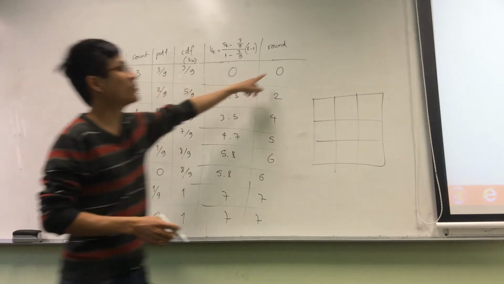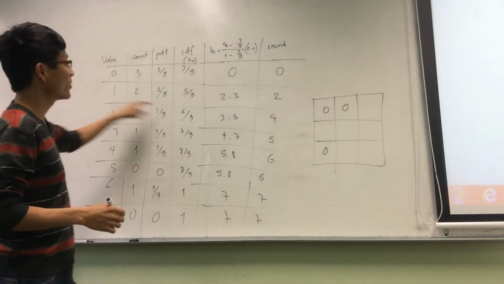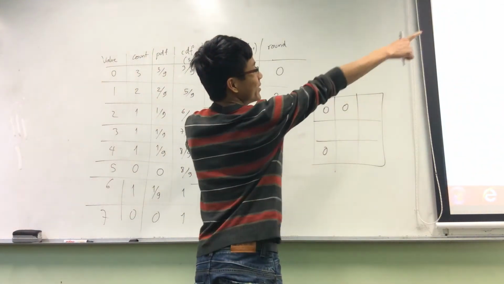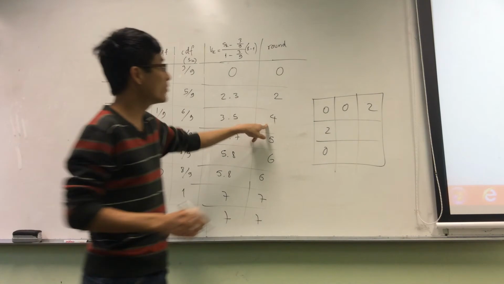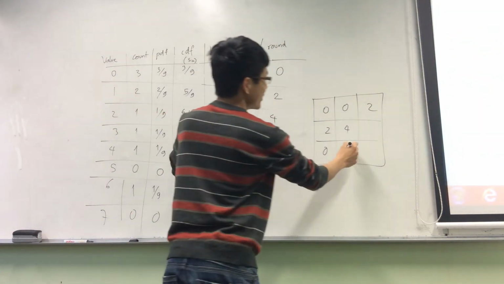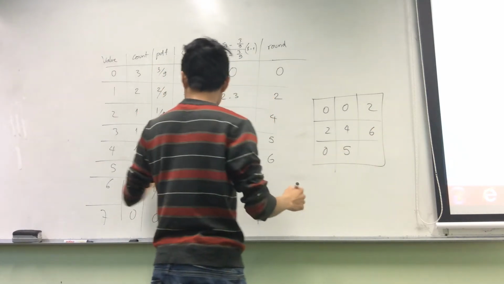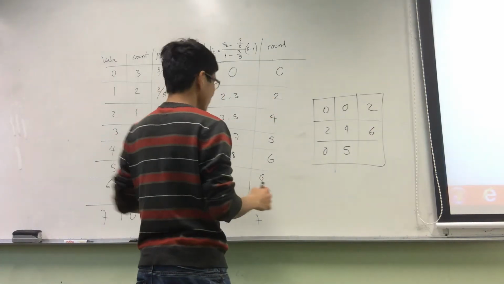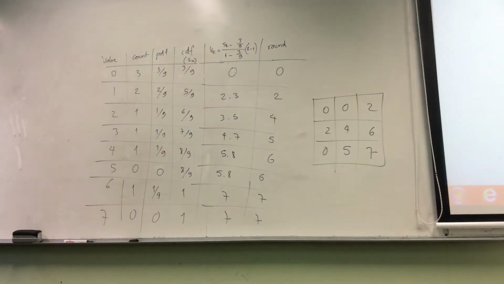The 0 will become 0. So 0 stays there. The 1 will become 2. The 2 will become 4. The 3 will become 5. The 4 will become 6. 5 will become 6. 6 will become 7. So that is the result of this equalization.